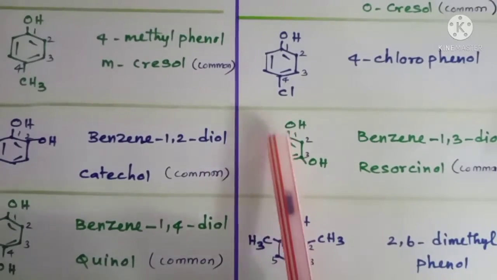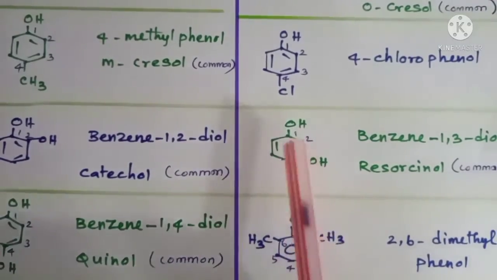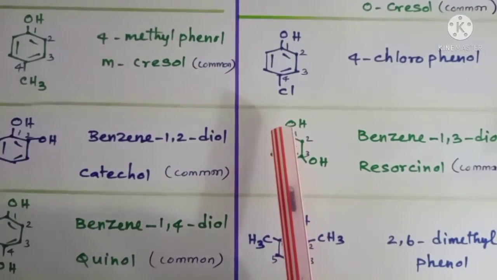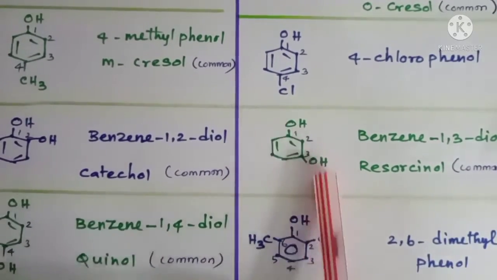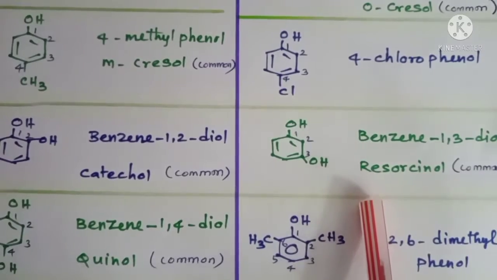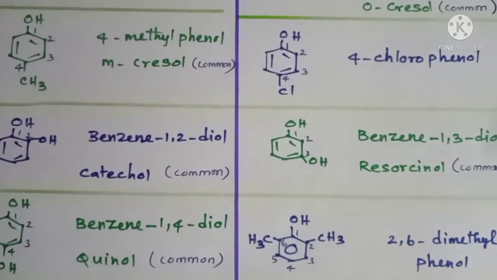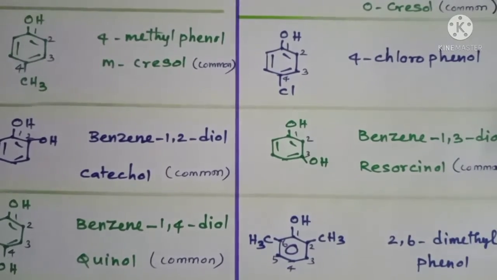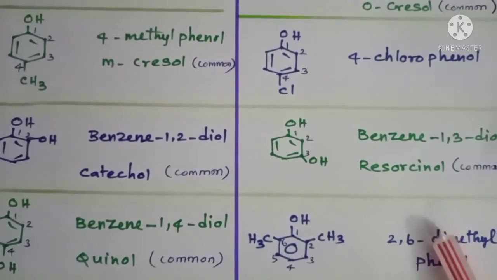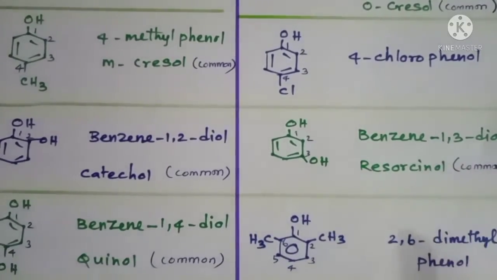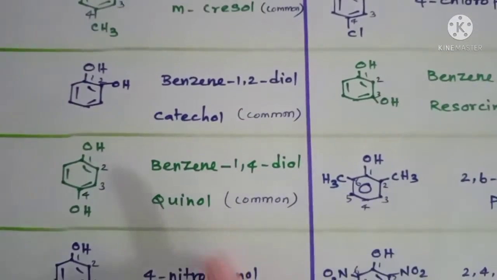Now look at the next compound. This is also benzene with 2 OH groups, but the OH groups are on alternate carbons. So while giving numbers, the OH carbons are getting numbers 1 and 3, isn't it? So this is also called benzene diol, but benzene-1,3-diol. Benzene-1,3-diol, isn't it? Whereas in the common system, it is called resorcinol. Common name of this compound is what? Resorcinol. Okay, right.